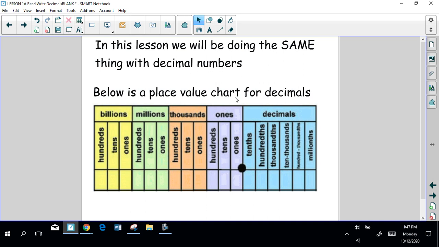We're going to use this place value chart below to help us with the decimals. You can see that we still have the billions, millions, thousands, as well as hundreds, tens, ones in this chart, but we also have those purple numbers. Tenths, one place past, hundredths, two places past, thousandths, three places past, ten thousandths, hundred thousandths, and finally millionths. 10 has 1 zero, so it's one place past. Same thing with 100, 2 zeros, two places past, 1,000, 3 zeros, and on.